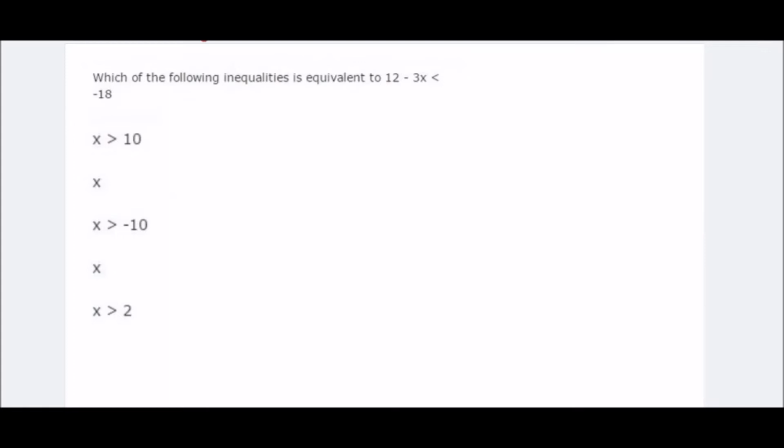So here is our next question. Which of the following inequalities is equivalent to 12 minus 3x is less than minus 18? We'll solve this one first. 12 minus 3x is less than minus 18. First subtract 12 on both sides: 12 minus 3x minus 12 less than minus 18 minus 12. So 12 is eliminated, it will become minus 3x, and on the other side it will become minus 30.